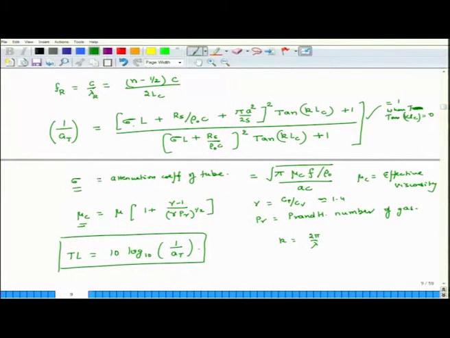So, when will this number be maximum? 1 over AT will be maximum when tangent of KLC is close to 90 degrees. Okay. So, then what will happen? This term will be very large and this term will be very large.